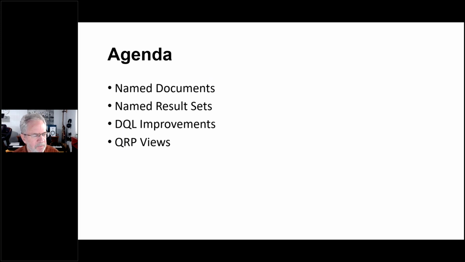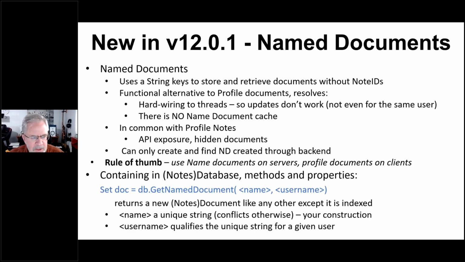The agenda today is really named documents and named results. That's two named things I'll talk about. Hopefully there won't be any confusion between those two, but I'll get that out there. DQL, we're not stopping, as promised. We continue to enhance DQL and get better and faster all the time. And the QRP views, query result processor views. QRP will be used interchangeably with query result processor, just the acronym, so you can tell all your friends about the new acronym. All right, let's get into it.